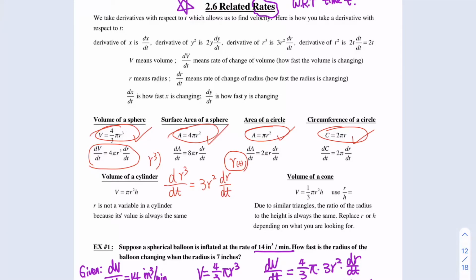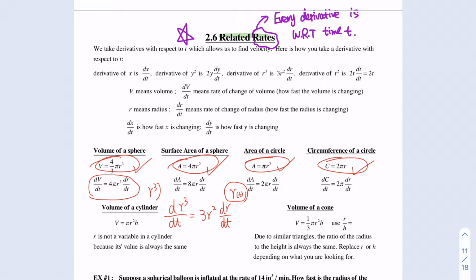This lesson we are going to go over related rates. Related rates is a little bit complicated sometimes. When we talk about related rates, everybody, you have to remember we are now taking the derivative with respect to t. It doesn't matter whether you are using x, y, z, or s; whatever you're using, those variables are functions of t.